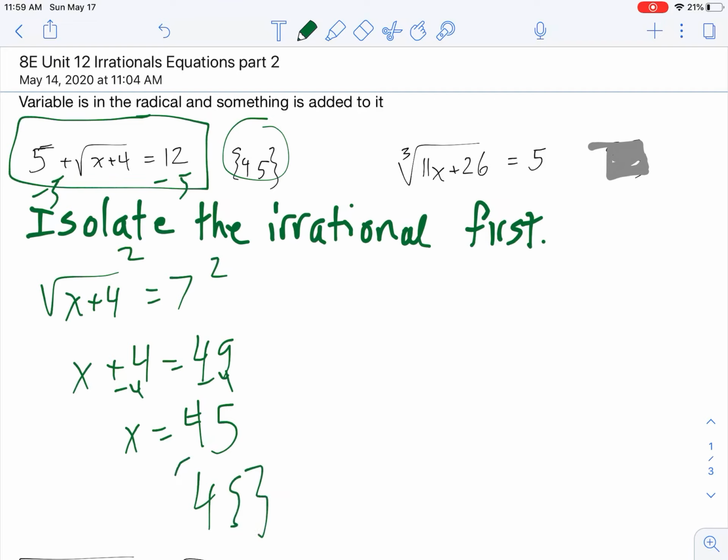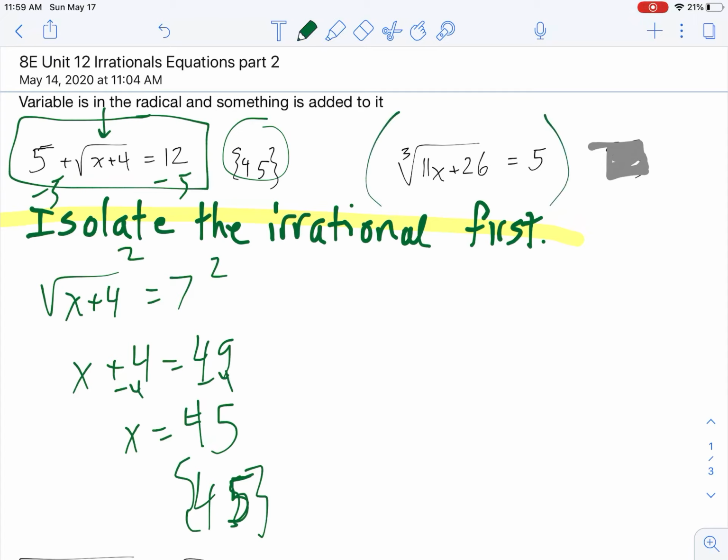So the solution is this very strange looking 45, because I went back and checked, and 5 plus the square root of 45 plus 4 is 49. Okay, that'll give me 12. So, review. Isolate the irrational first.